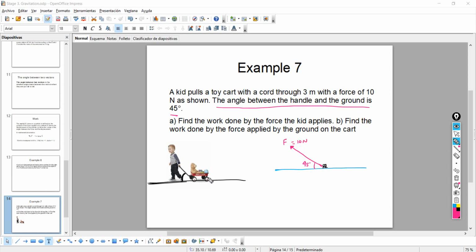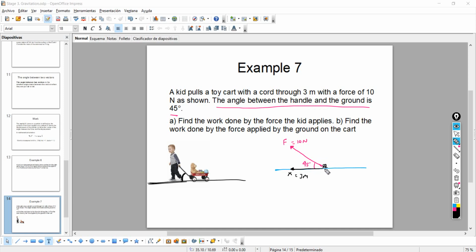Now, how much is the cart moving? The cart is moving 3 meters. In what direction? Towards the left, right? Try to imagine this little kid pulling the cart. The cart will obviously move to the left. The cart will not move in this direction as the force, right? The cart's gonna move to the left. Now, let me draw that in black. So this cart is gonna move in this direction. So it's a displacement, right? And that displacement will be 3 meters according to the problem.